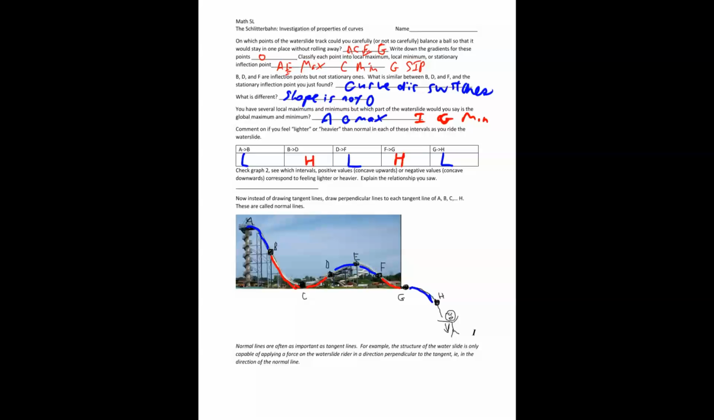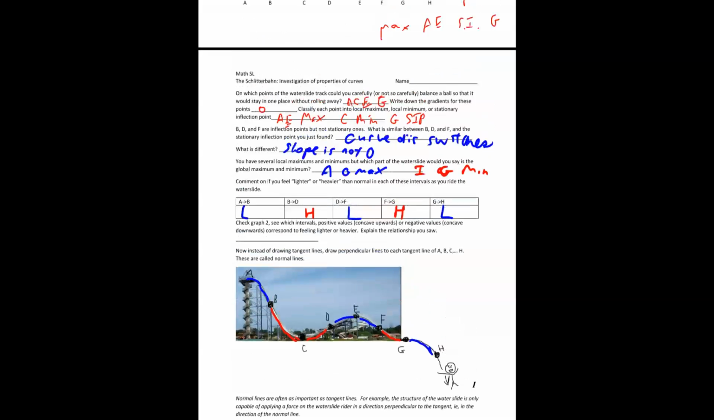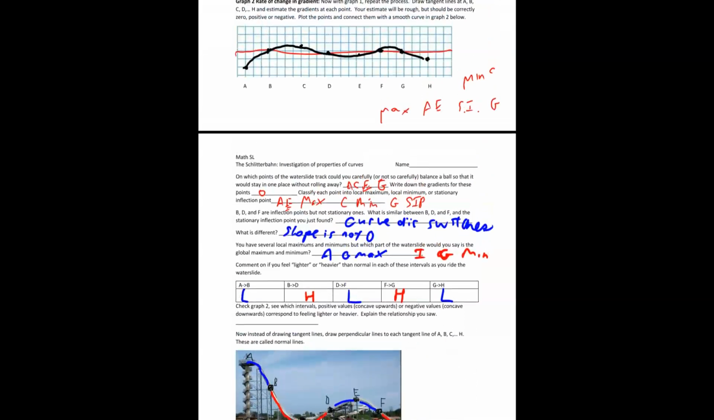Okay? Check graph 2 and see which intervals have positive values, concave upwards, and negative values, concave downwards, and which correspond to feeling lighter or heavier. So A through B is lighter. A through B is a negative region, right? D through F is negative. B through D is positive. And F through G is positive. G through H is negative.